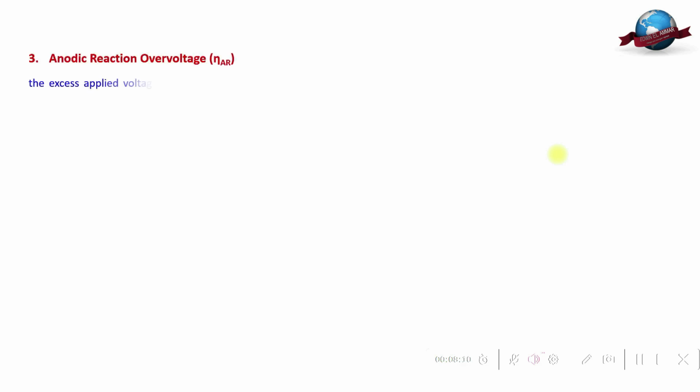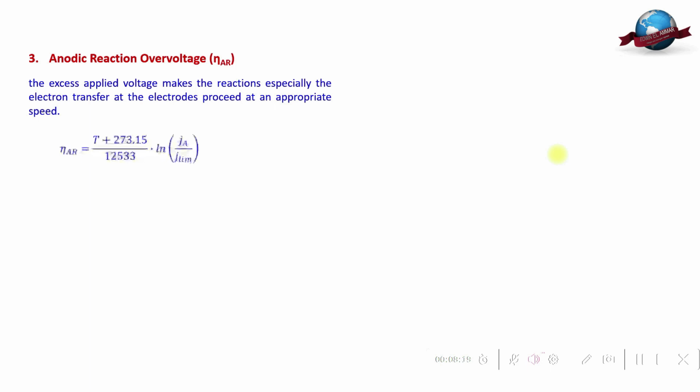3. Anodic reaction overvoltage, eta AR. The excess applied voltage makes the reactions, especially the electron transfer at the electrodes, proceed at an appropriate speed.